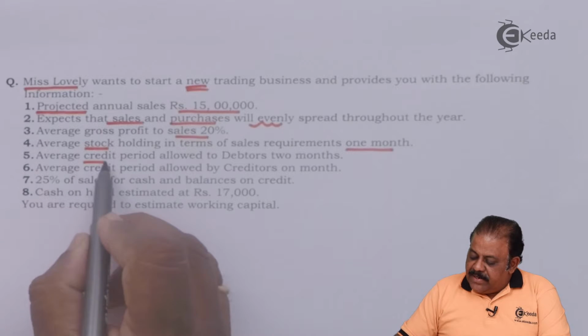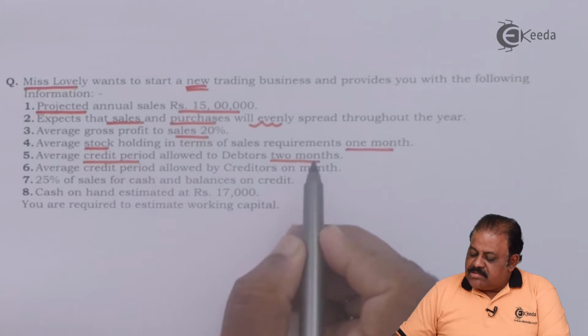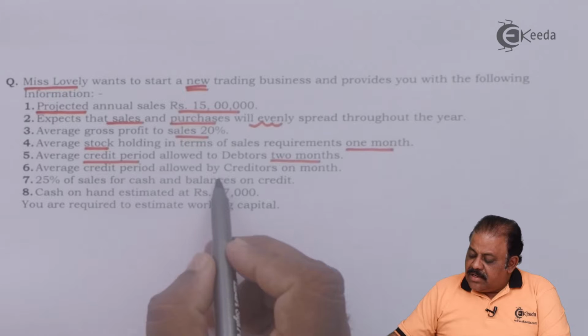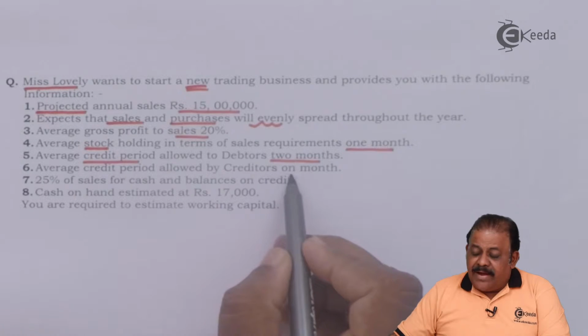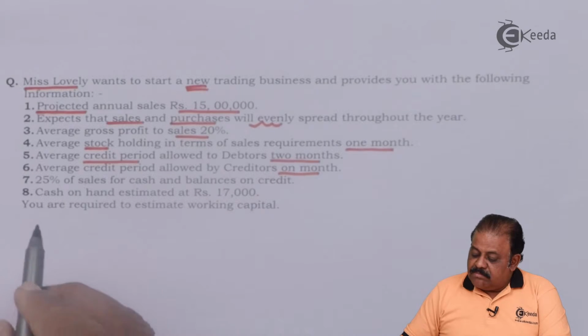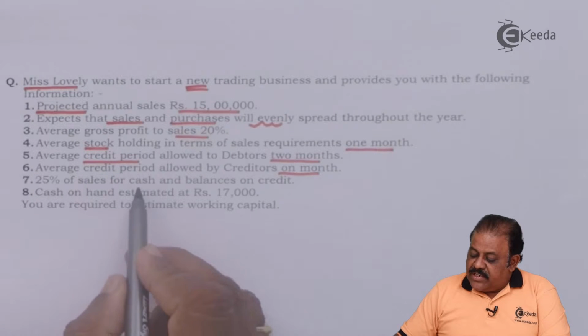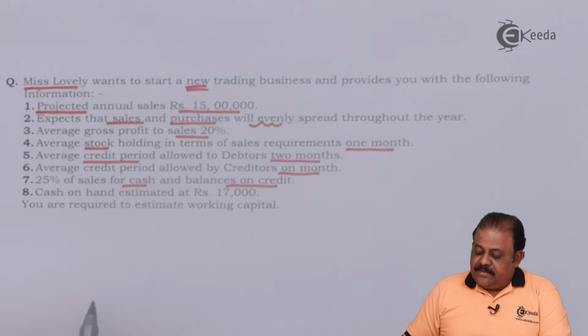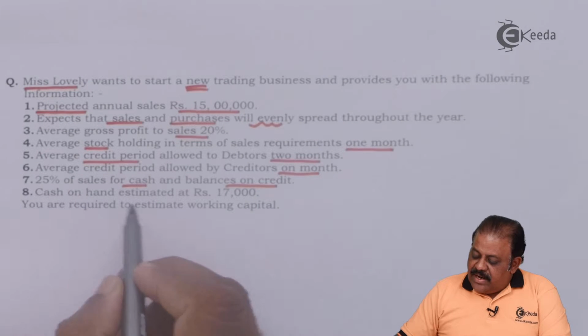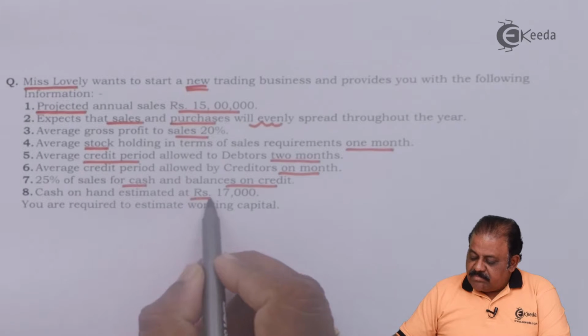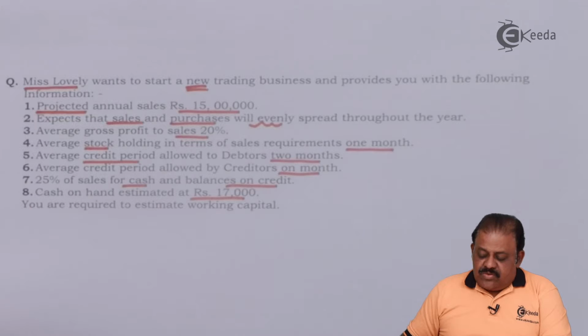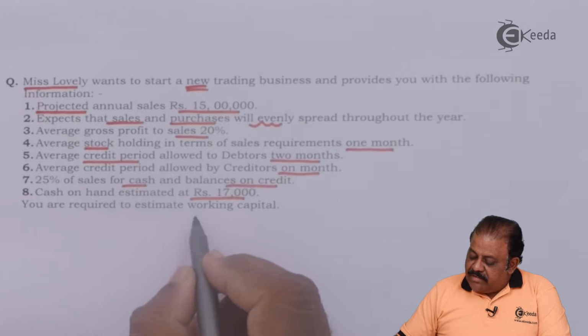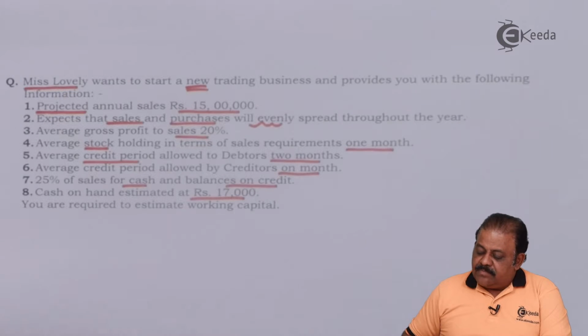Average credit period allowed to debtors 2 months. Average credit period allowed by creditors 1 month. 25% of sales for cash and balance on credit. Cash on hand estimated at rupees 17,000. You are required to estimate working capital.